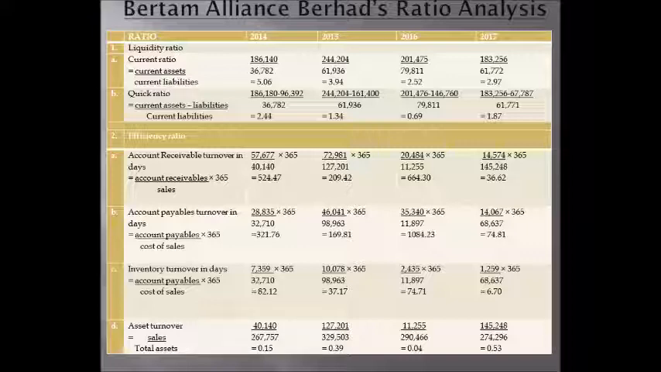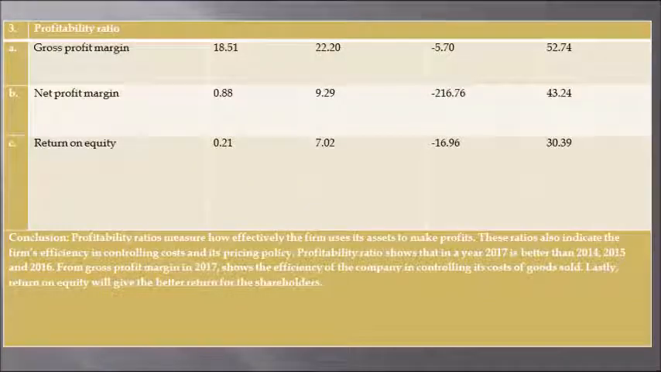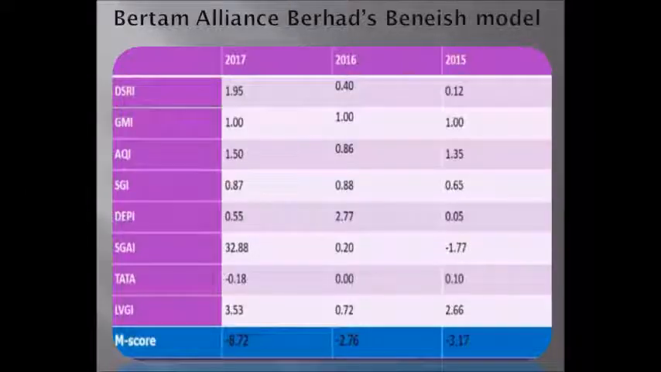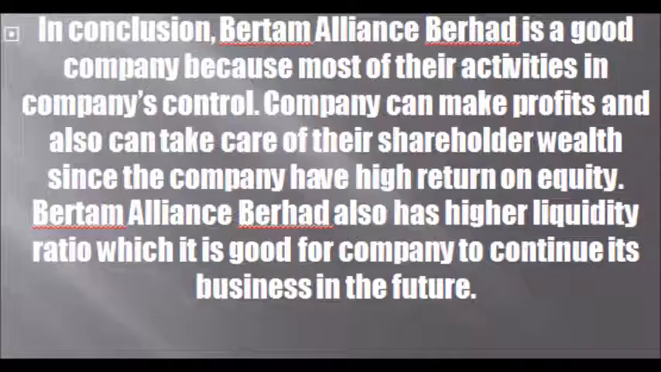from its own suppliers. Profitability ratio shows the gross profit margin has effectively controlled the cost of goods sold, and high return on equity will give a better return for the stakeholders. From the Beneish model, Bertam Alliance Berhad did not manipulate its earnings since the score is negative 8.72, followed by negative 3.17 and negative 2.76, where the scores are lower than negative 2.22. It will be considered that Bertam Alliance Berhad engaged in manipulation if the score is greater than negative 2.2.